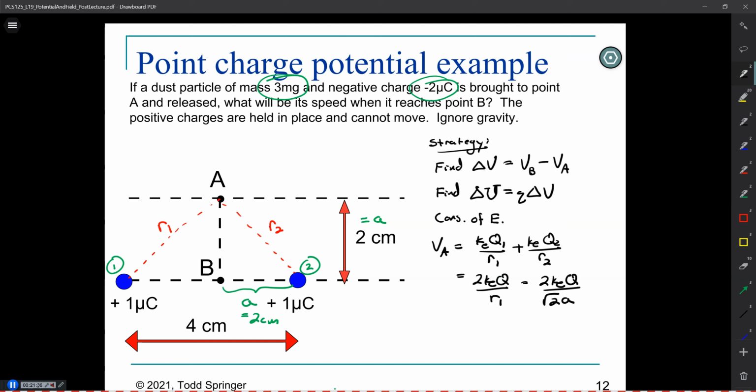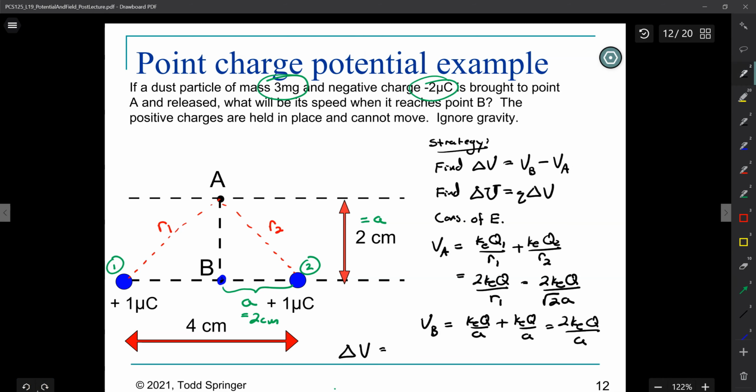Okay. Now what about at point B? What's the potential at point B? Same idea. I'm going to have KQ over R, but now R is just the distance between point B and the charge. So it'll be KEQ over A, because I'm looking at the potential here, plus another KEQ over A, because the distances are the same, the charges are the same. So this will be 2 KEQ over A.